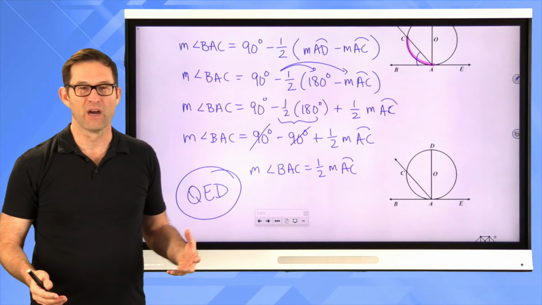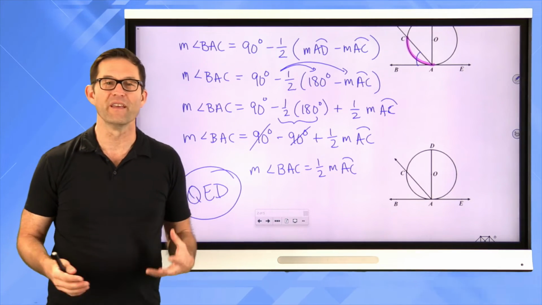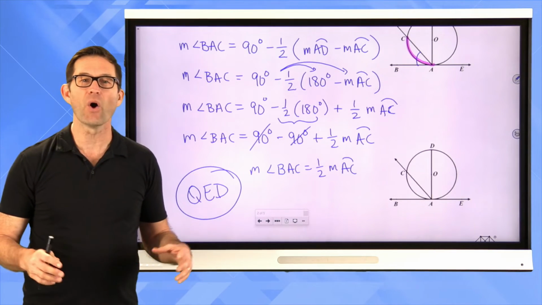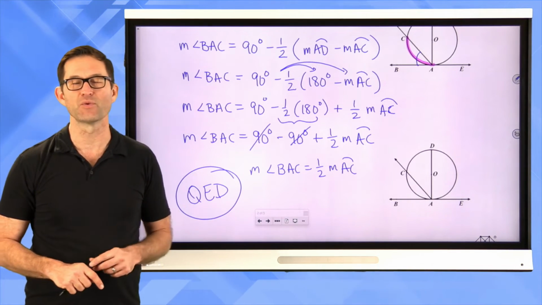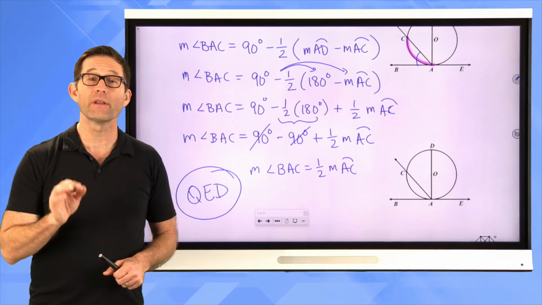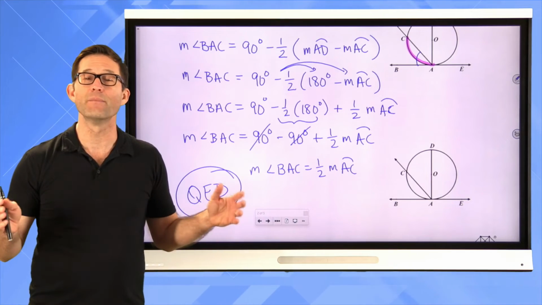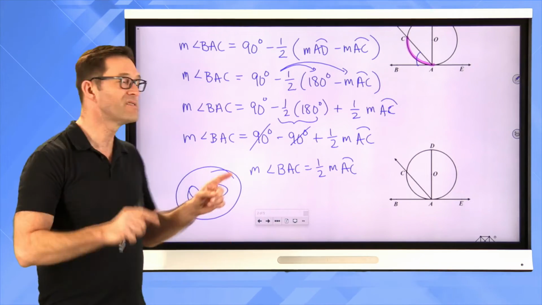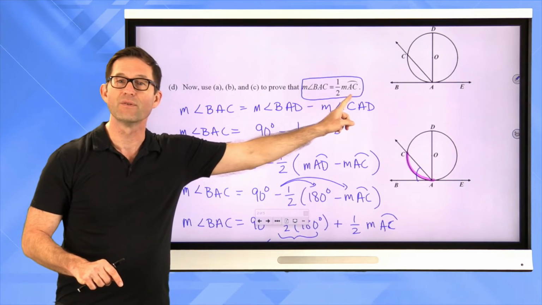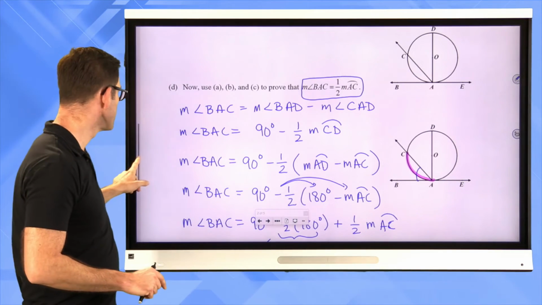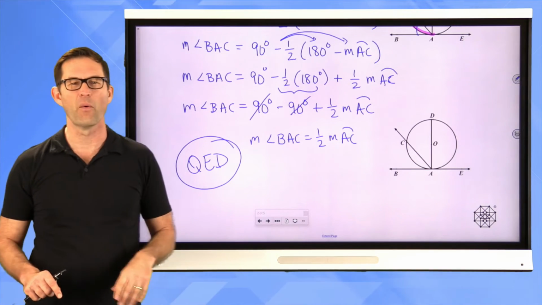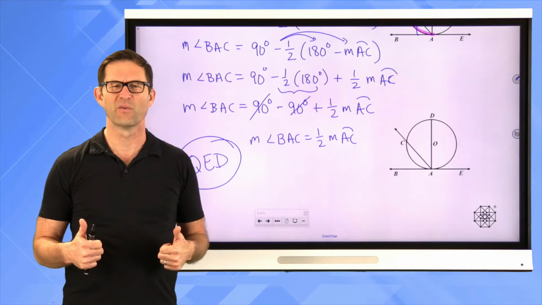Maybe not the inventor of geometry, but almost one of the founding members of geometry was this guy named Euclid. And he would end all of his proofs with QED, which was Latin for quod erat demonstratum, literally translated, that which was to be proven. In other words, we set out to prove that the measure of angle BAC was equal to 1/2 the measure of arc AC, and that's exactly what we showed. So you kind of throw that one in just to go, yeah, I did it, right?